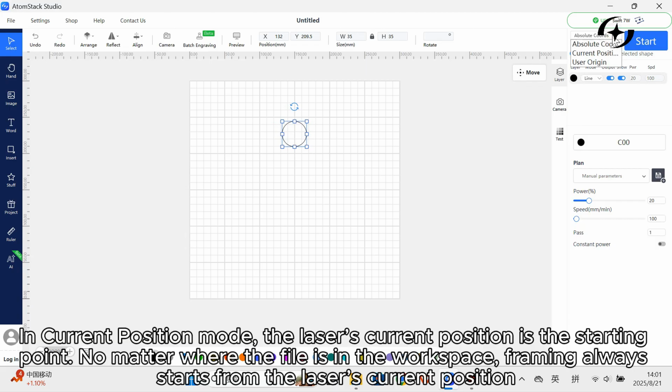In current position mode, the laser's current position is the starting point. No matter where the file is in the workspace, framing always starts from the laser's current position.